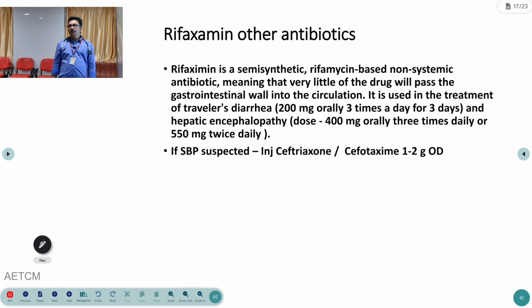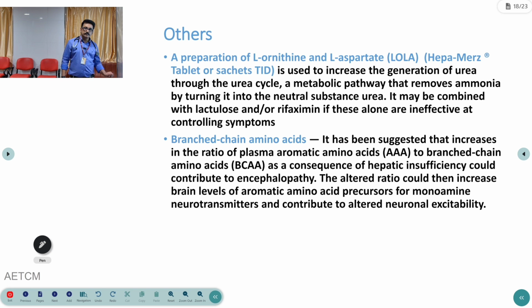Rifaximin is a non-absorbable antibiotic. You can use either rifaximin or ceftriaxone to sterilize the gut. So, these are gut sterilizers. They kill the bacteria in the gut which can produce ammonia. So, either a third generation cephalosporin or rifaximin can be started. Other drugs like L-ornithine L-aspartate, a liver protective tablet, can be given. Maybe some beneficial effects are there, but they are not definitely indicated. Branched chain amino acids also can be tried.